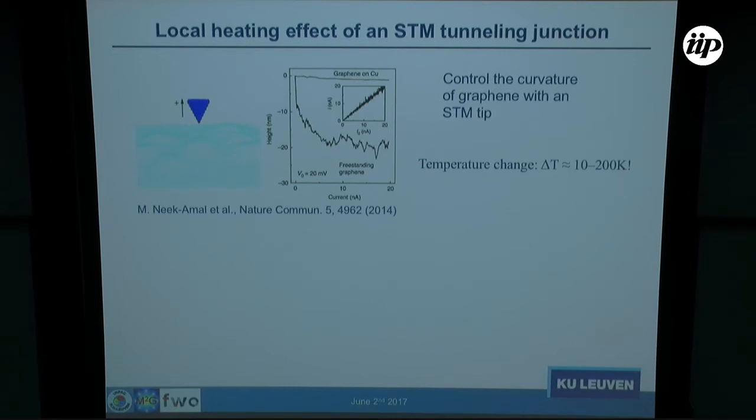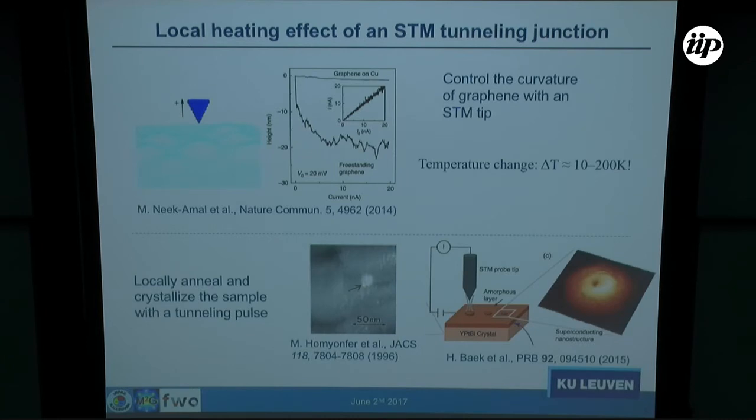And they also estimated the temperature change at the position of this STM tip, which they found can be up to 200 Kelvin, which is very impressive. And there are also some examples reported of using this tunneling junction to even anneal and crystallize the sample. As you see here, after applying a tunneling pulse, they see that they can crystallize the material.